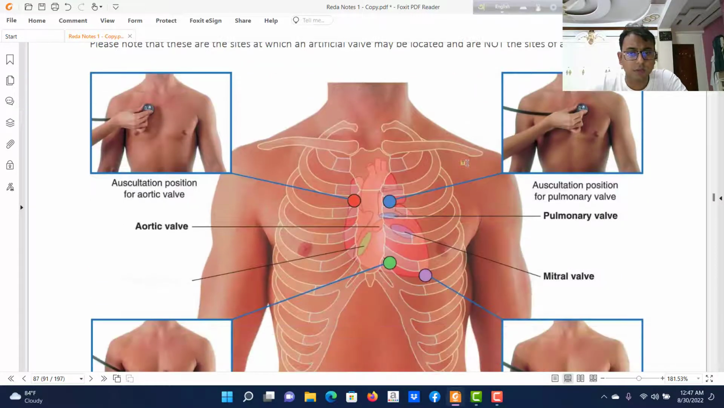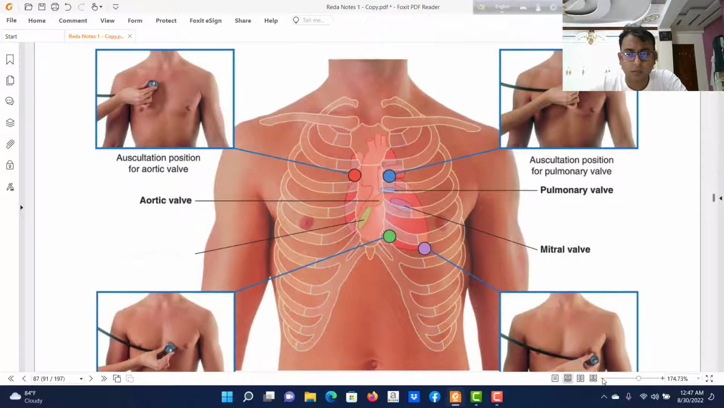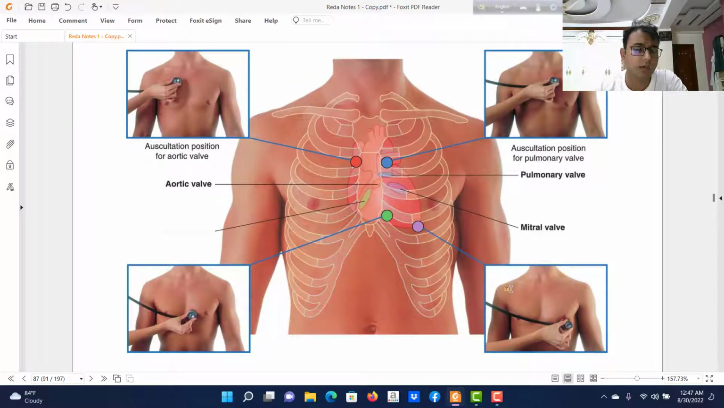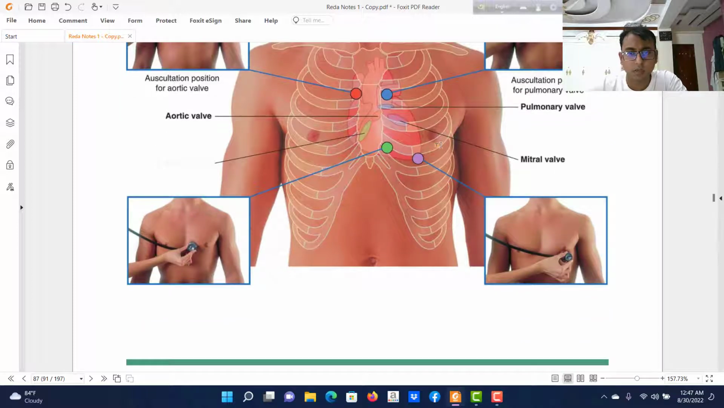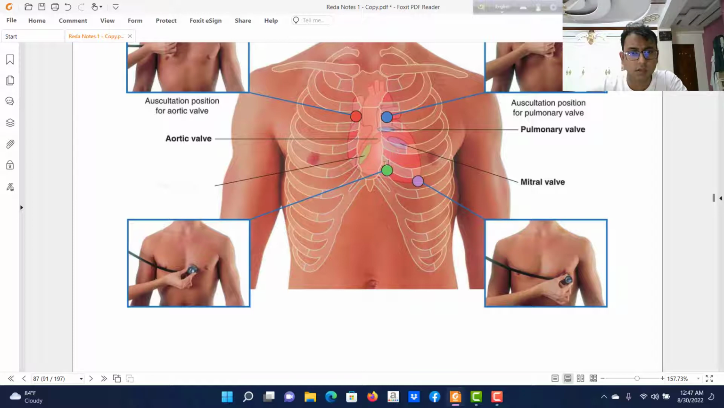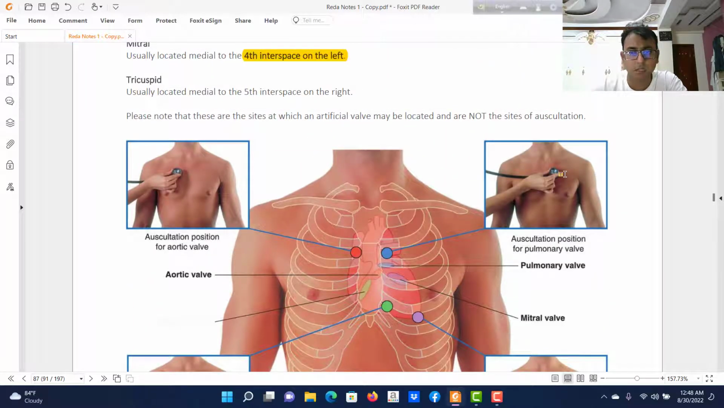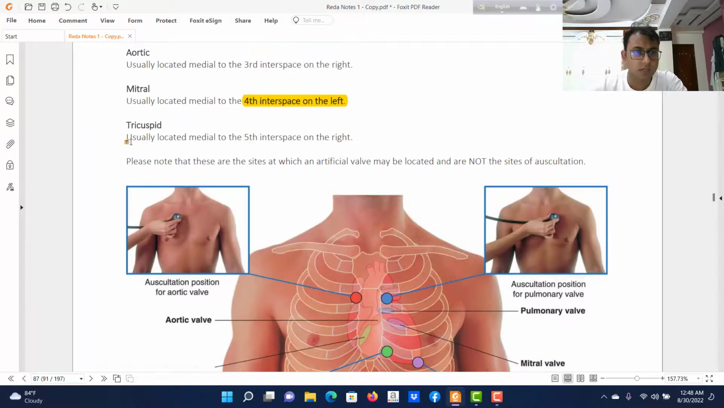Posterior heart valves and the chest wall. So where will you find the valve sounds, the first heart sound and second heart sound? The first heart sound is heard along with the mitral and tricuspid valves. So this is the mitral valve here and the tricuspid valve here. This is the mitral area, the aortic area, and the tricuspid area. In the mitral and tricuspid areas you will find the first heart sound, and the aortic and pulmonary areas are where the second heart sound is heard. The tricuspid is usually medial to the fifth intercostal space, and the mitral is located just medial to the left fourth intercostal space.